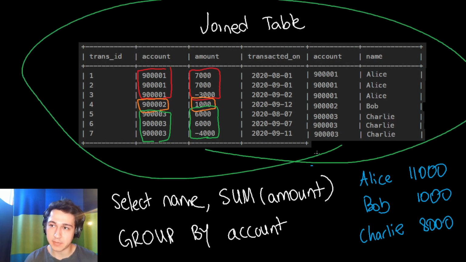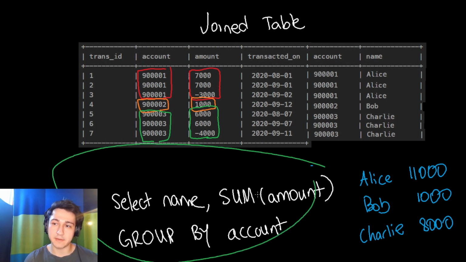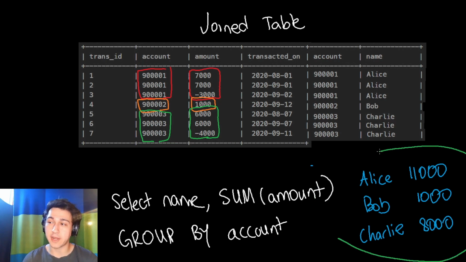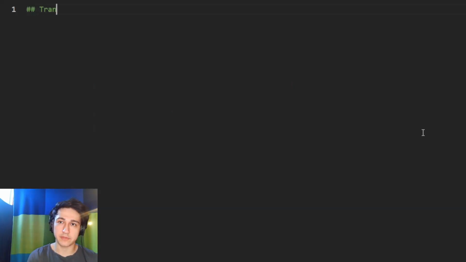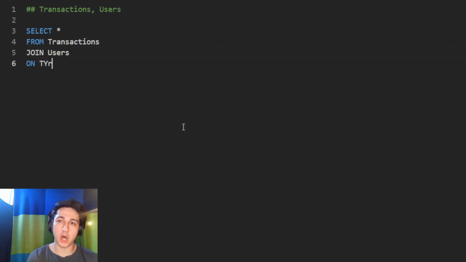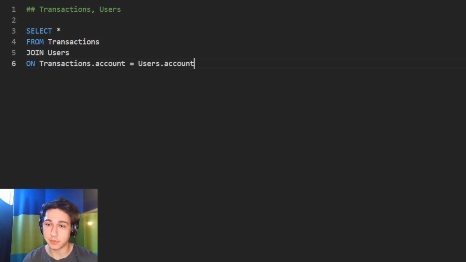We're going to join the 2 tables, sum up the amounts of money for each account, and then filter for accounts with more than $10,000. So again, we have 2 tables called transactions and users. We want to join them together. We're going to select everything from our first table and join it to our second table, users. We join them on the accounts. They both had an account column, and we want to combine them wherever they were equal. Let's see what this gives us.